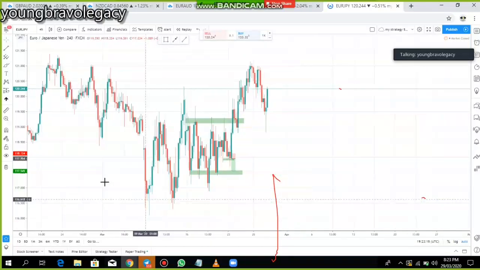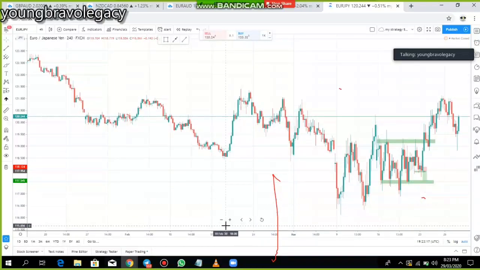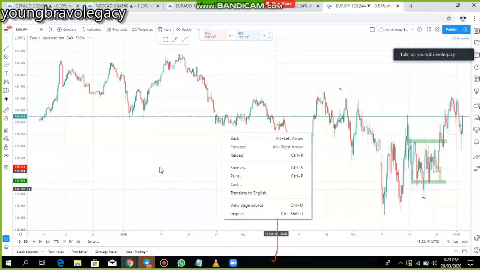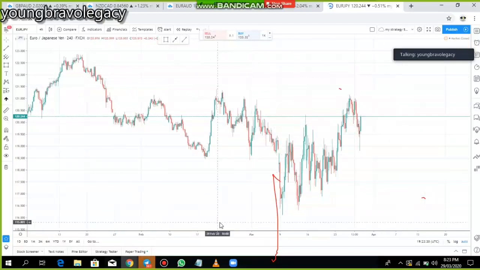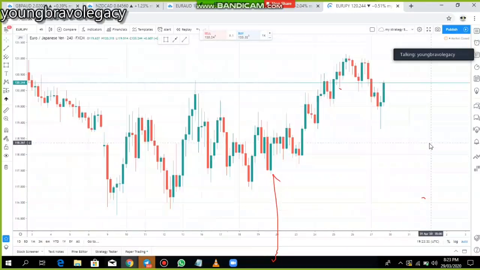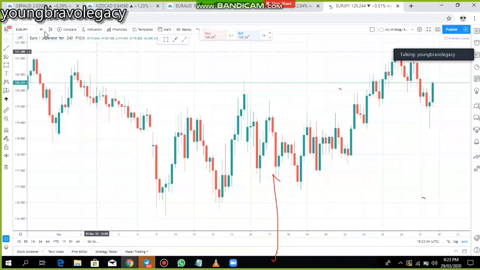Okay, EURJPY. Now, this market is crazy, man. I'll be scalping on here. I don't see any opportunity for swing trading here. You can see it's crazy. So I won't analyze this. This pair will be good for scalping, not swing trading. See this whole week, what is happening here is craziness. The market does not know what it's doing.